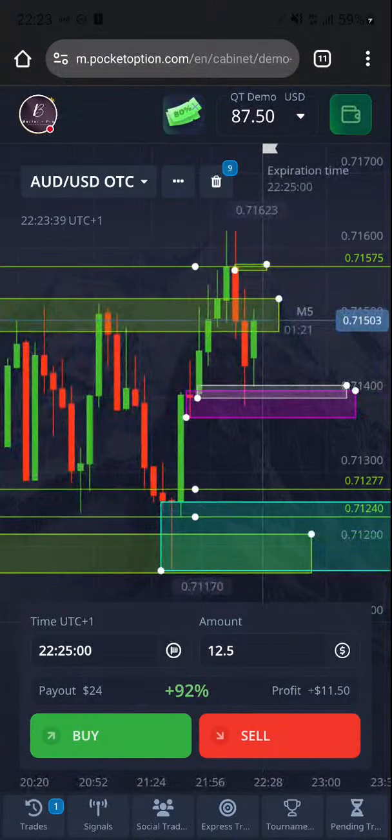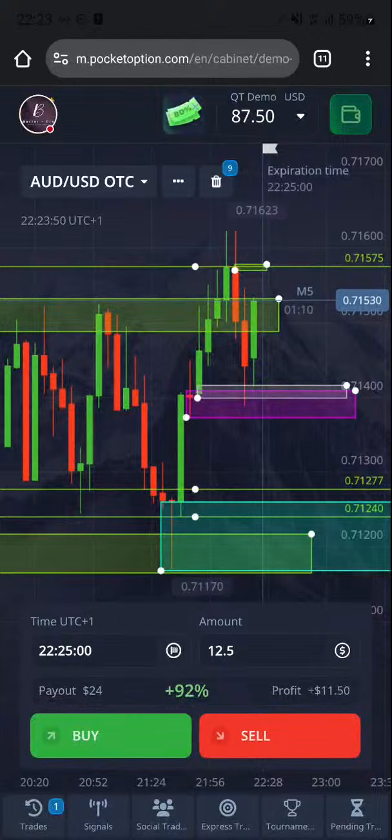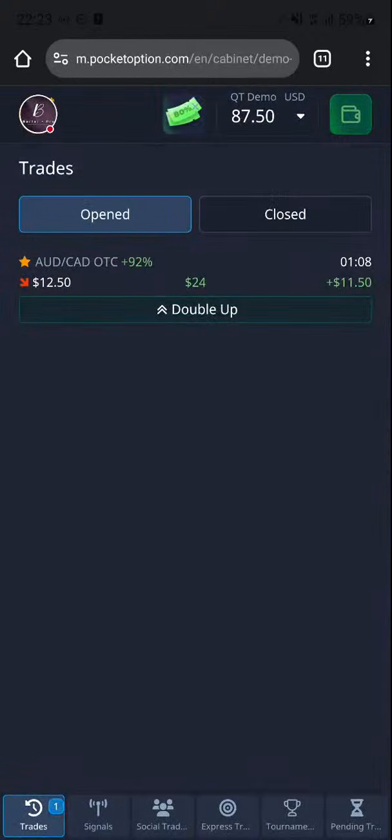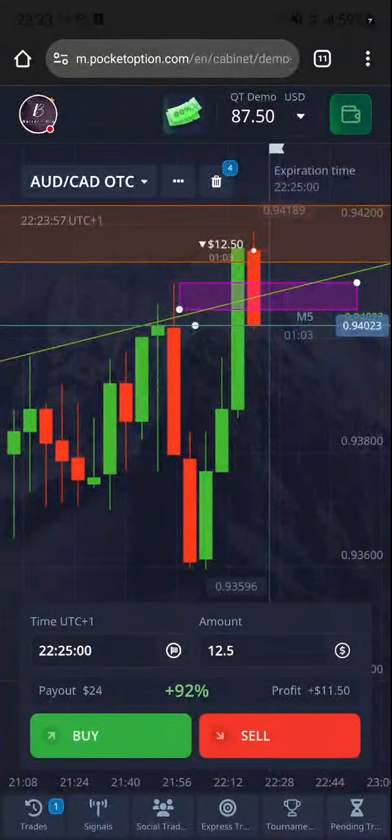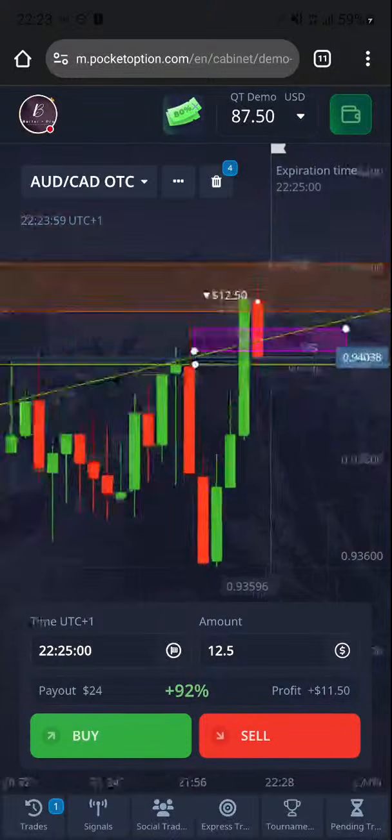We miss this trade too, and it's a very beautiful trade. I don't like missing good trades like this, especially when you've marked everything out. Okay, fine. Oh, that's good. The third breakout is working.